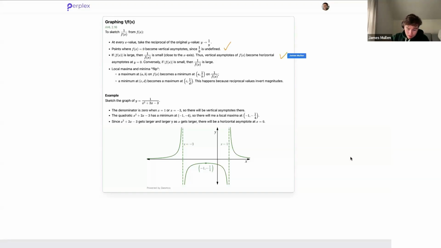And now the local maxima and the local minima are going to flip, okay? So if I have a maximum at (a, b) on the graph of f, then it's going to become a minimum at (a, 1 over b), because let's say I have a graph that does something like this. When I do 1 over b, I'm doing 1 divided by the value. So the larger the value, the smaller it's going to be. And I'm going to get something that looks like, well, there's going to be an asymptote here. So it's going to be like this, and then like this, and then like this, okay? And this maximum becomes this minimum, okay?